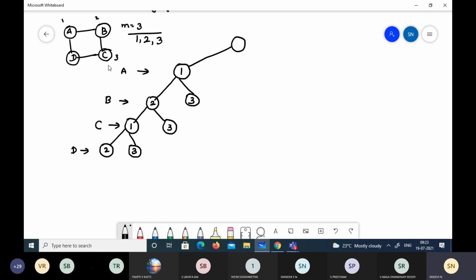No, ma'am. Adjacent colors will be same. So I have only one option, that is to color with 2. Got it now? Only to color with 2. That is the only option available. In case if we will choose 3 here.